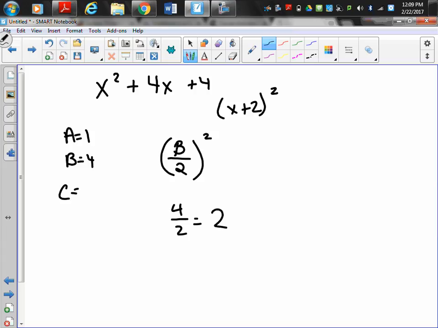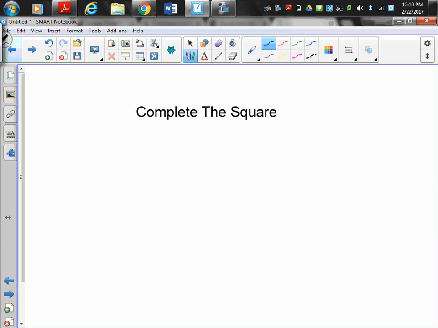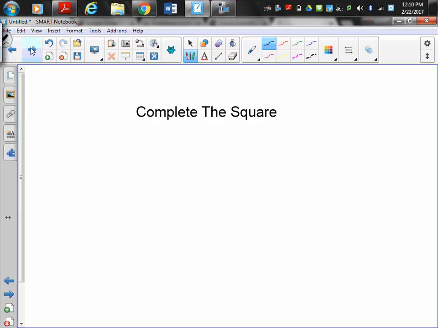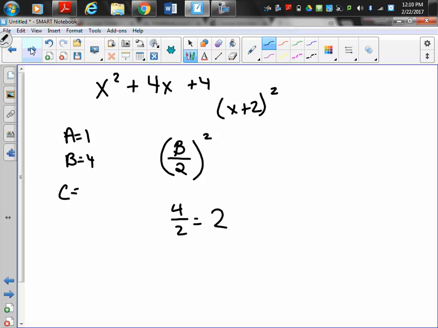So you don't do anything with the square on the outside? What do you mean? You just did. It's B divided by 2, so you do the thing in the square. So 2 squared is 4. All right, so let's look at another one. Wait, x plus 2 squared? That's the answer, right? So C is 4? C has no answer right now because there was nothing.